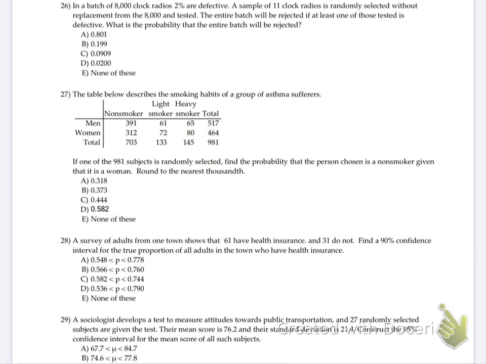On we go to number 26. In a batch of 8,000 clock radios, 2% are defective. A sample of 11 clock radios is randomly selected without replacement from the 8,000 and tested. The entire batch will be rejected if at least one of those tested is defective. What is the probability that the entire batch will be rejected?